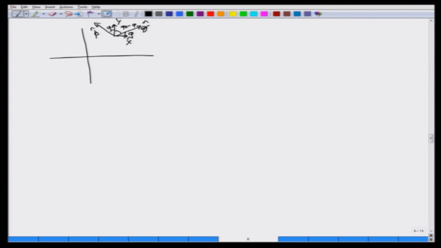Well, I know that any vector in this particular xy plane can be expressed in terms of the x and y unit vectors, right. So, I can write down the r vector as something times x vector plus something else times y vector. What is that something else?